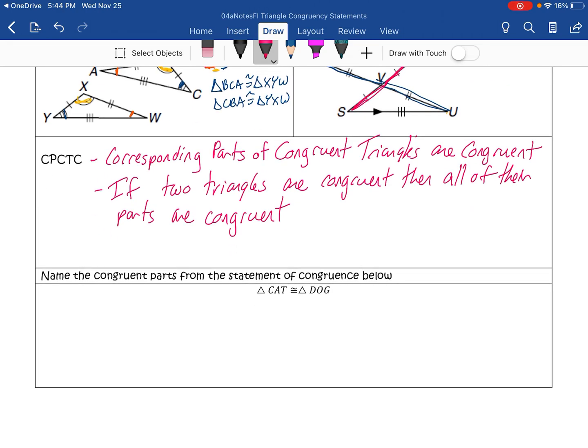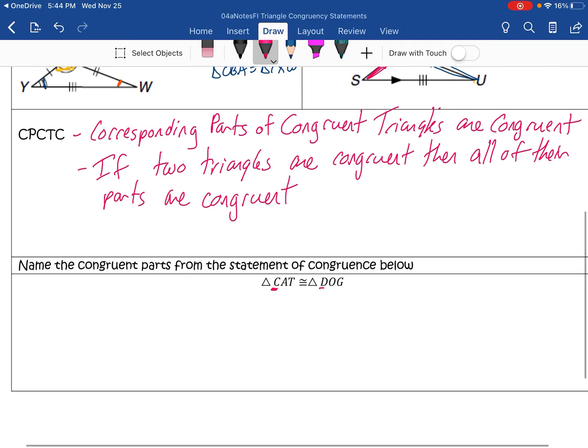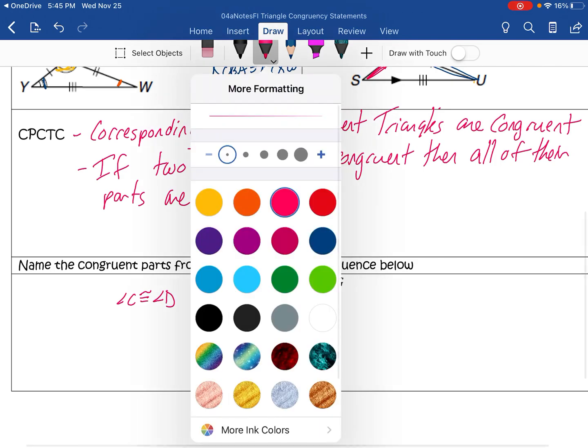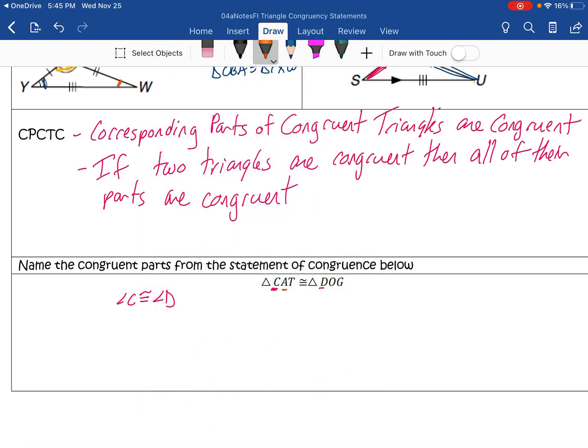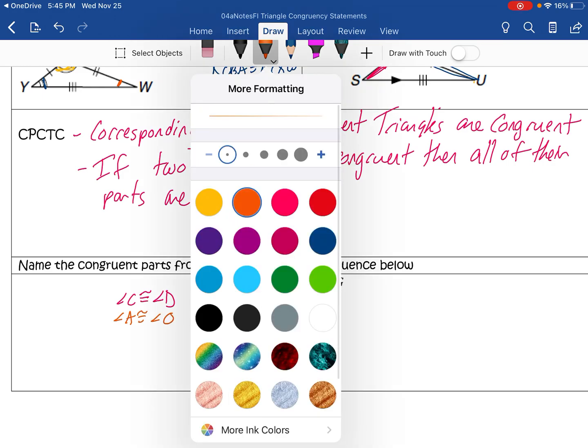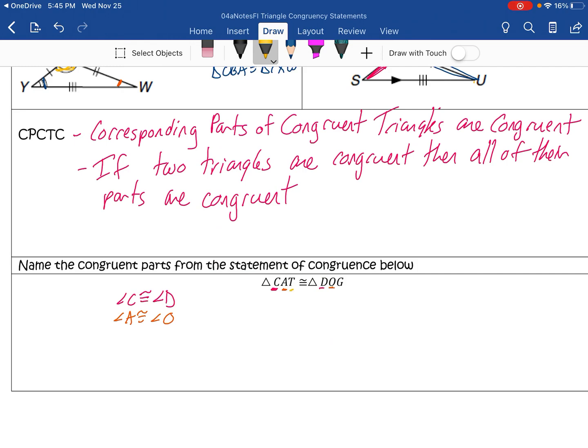So I have a congruency statement. CAT is congruent to DOG. So that tells me a few things. That tells me, because C and D are in the same spot, that angle C must be congruent to angle D. It tells me angle A must be congruent to angle O. And it also tells me angle T must be congruent to angle G.